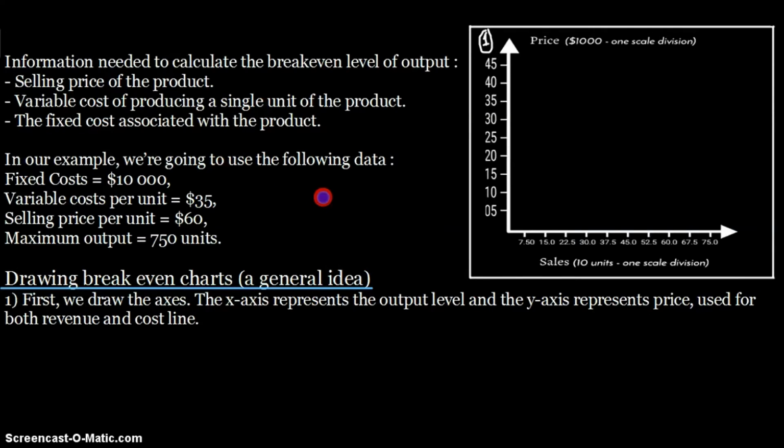So in our example, we're going to use the following data. We are going to use fixed cost as $10,000, variable cost per unit as $35, selling price per unit as $30, and the maximum output that this business was going to produce is 750 units.